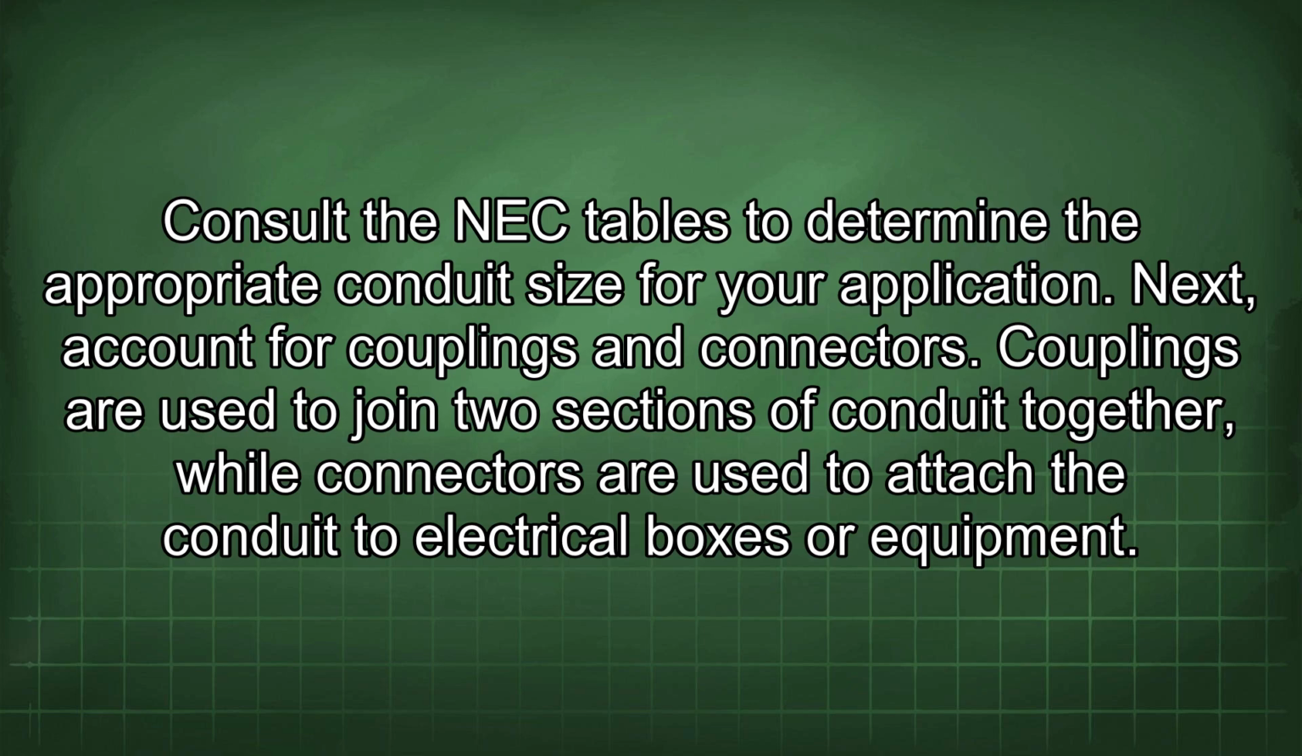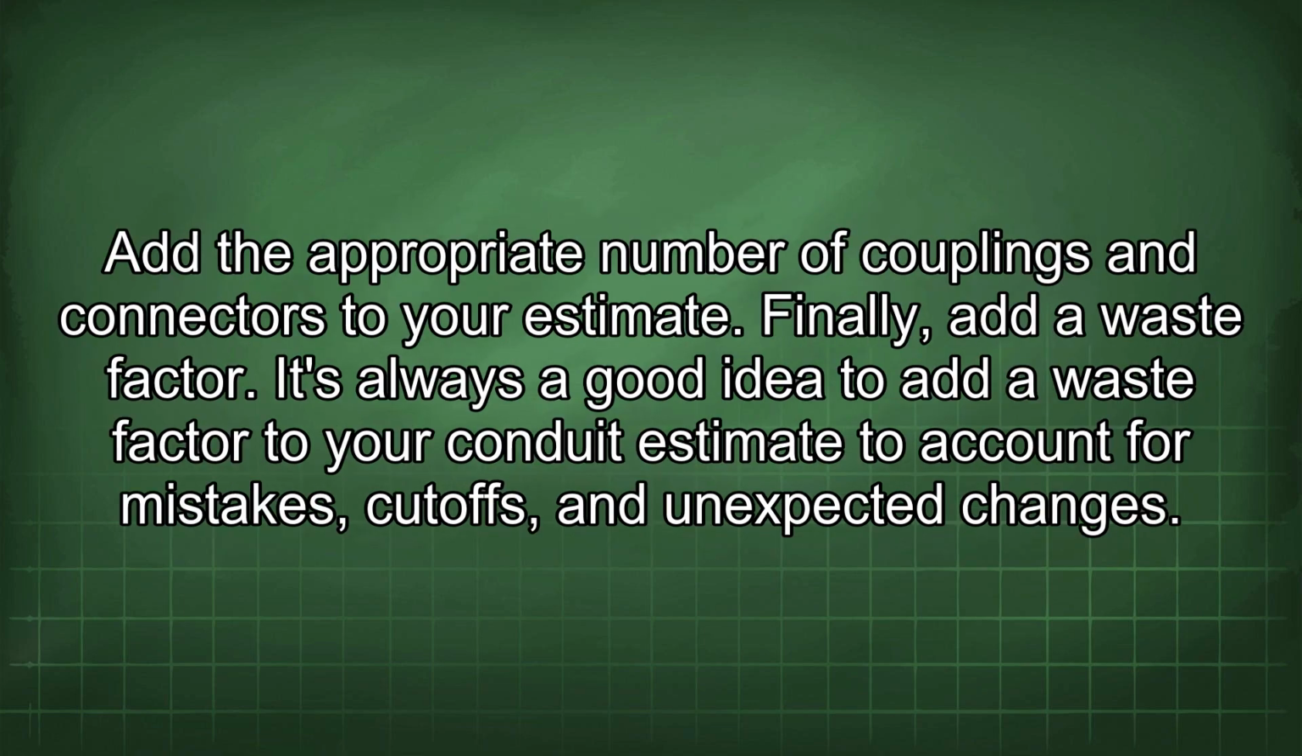Next, account for couplings and connectors. Couplings are used to join two sections of conduit together, while connectors are used to attach the conduit to electrical boxes or equipment. Add the appropriate number of couplings and connectors to your estimate.